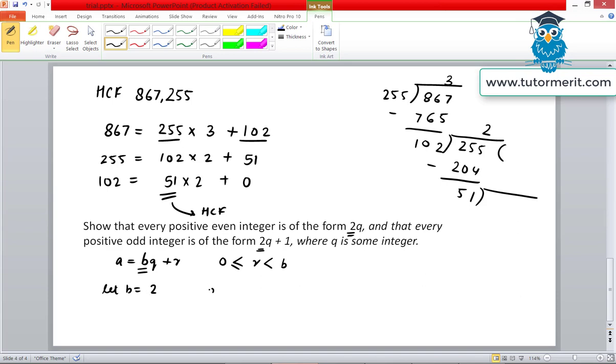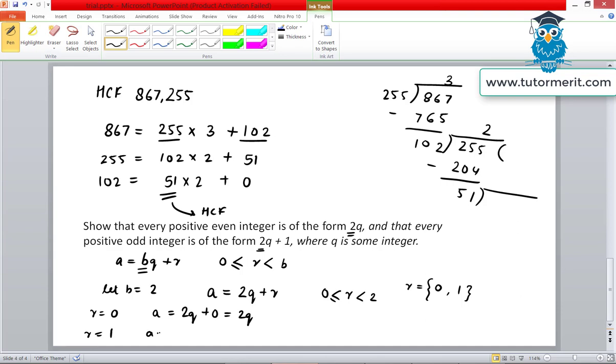So obviously as soon as b is equal to 2, I have a is equal to 2q plus r, and r will range from 0 and 1. So r could have values either 0 or 1. Now if I put r is equal to 0, then a is equal to 2q plus 0. This is actually 2q. And if I put r is equal to 1, a is equal to 2q plus 1. Now this is the form that I am getting. You can see over here also.